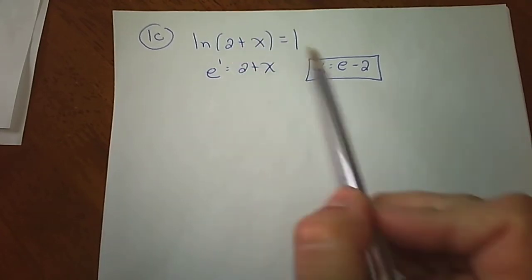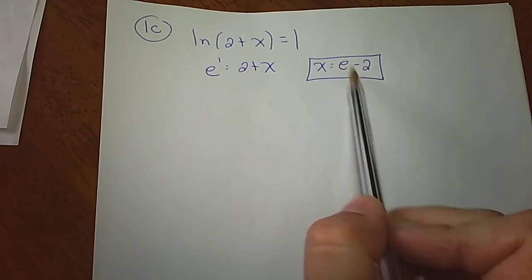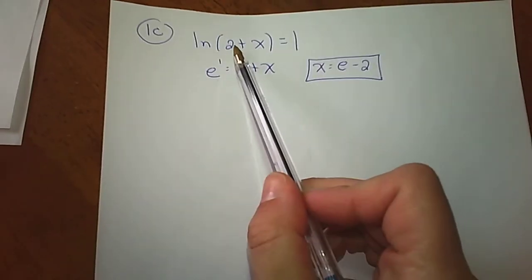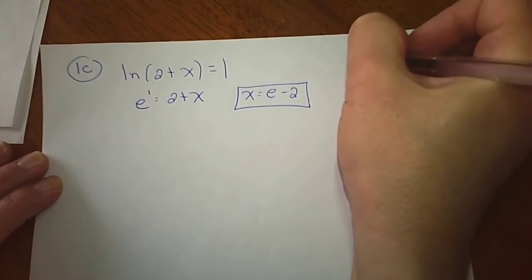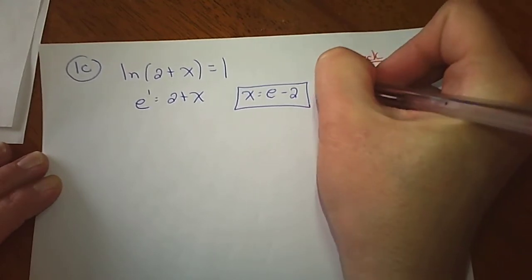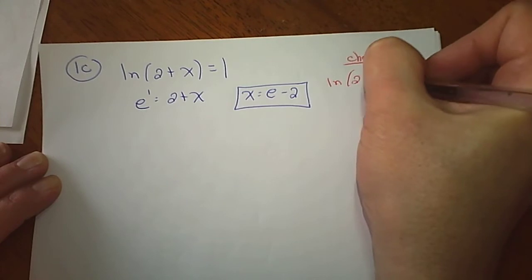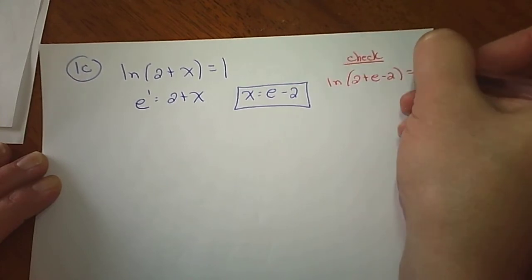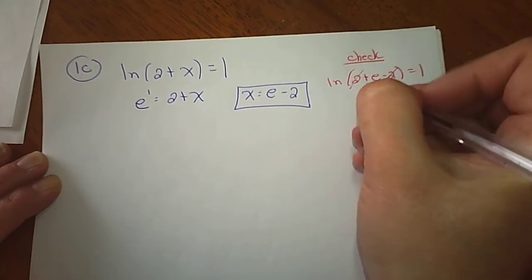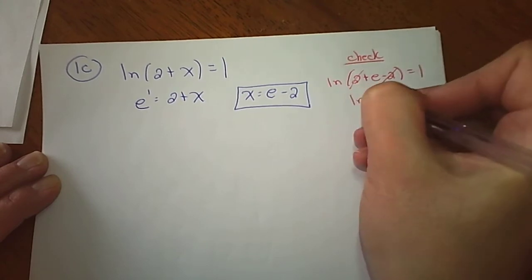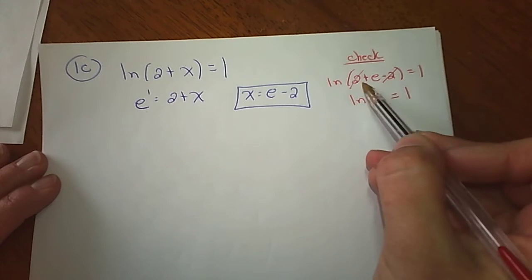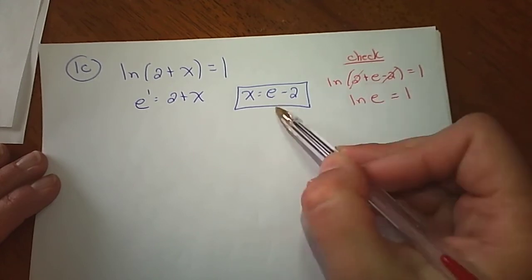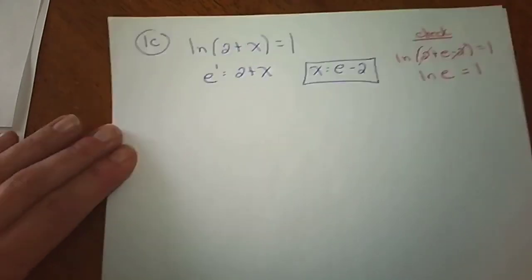Now, a lot of questions you do want to check if you plug this in right here, right? So here, I'm going to check in red, just to show you what I'm talking about. If I do the natural log of 2 plus e minus 2, right? These 2's would cancel. And you end up with the natural log of e equals 1, which is true, but you can never have a 0 or negative in this location, which is why this answer is okay.